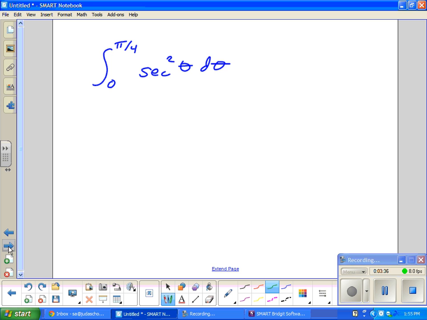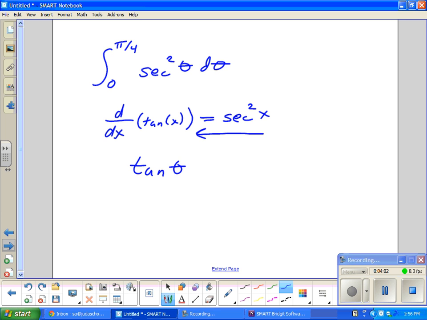A little bit more complicated. Take the integral from 0 to pi over 4 of secant squared theta d theta. All right. Again, I have memorized my derivatives, and I know the derivative of tangent x is secant squared x. So when I see secant squared x, I think backwards here to get the integral. So I immediately recognize this is tangent theta, integrated from 0 to pi over 4.